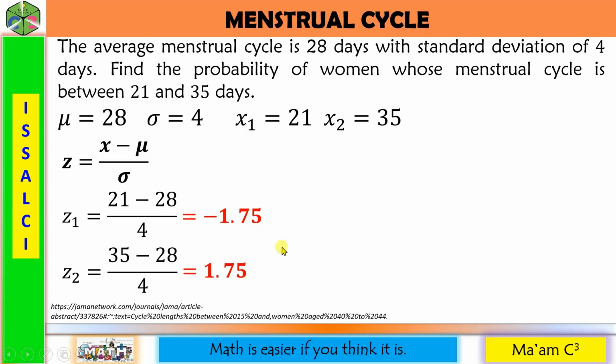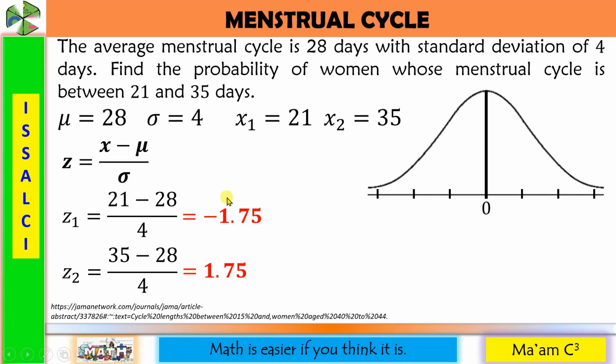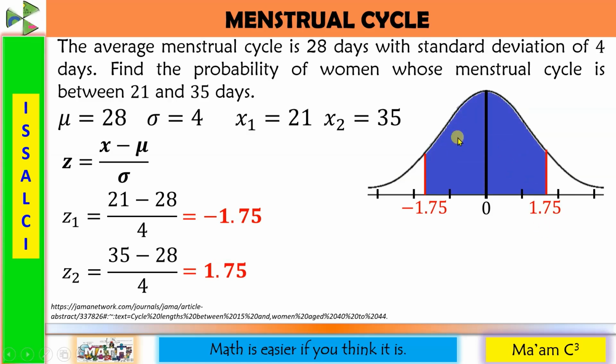Next step, let us sketch our normal curve, locate these values, and label it. If this is negative 1 and this is negative 2, and then somewhere here is negative 1.75. Positive 1, positive 2, somewhere here is positive 1.75. Let us analyze the region we are going to consider. It says here between. So between negative 1.75 and positive 1.75. So this is the area that we need.